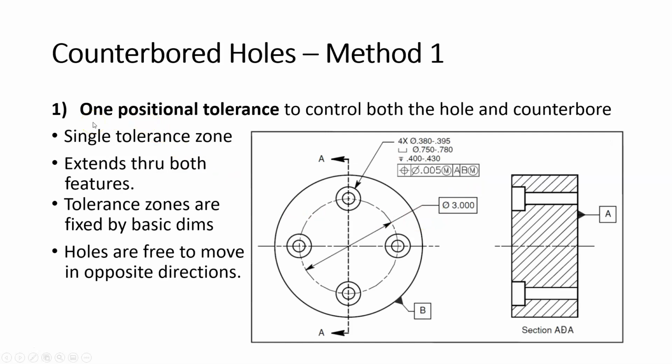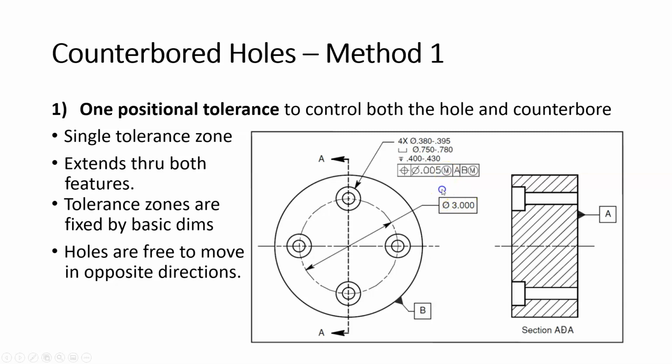In method number one, we just use one positional tolerance, and you can see that here in the dimension callout. We have the dimension for these four holes, 4 times diameter 0.380 to 0.395, counterbore diameter 0.750 to 0.780 with a depth of 0.4 to 0.43. And we have one positional tolerance, one feature control frame, so we have one positional tolerance zone of 5 thou at maximum material condition.